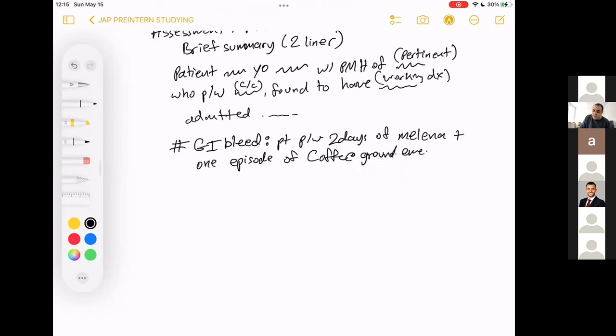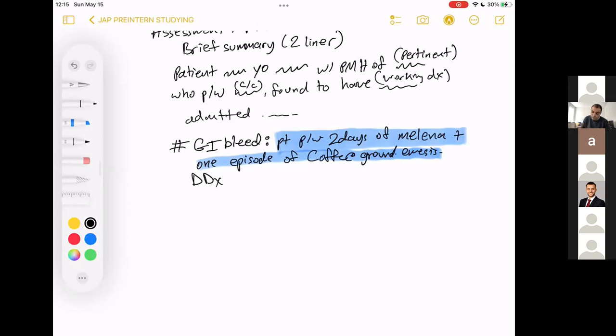Okay, so I established why do I think this is a GI bleed. So I'm just gonna, you know, let's highlight this in like blue. Why do I think this is a GI bleed? Okay, because the patient presented with these things. All right, and then the following few sentences, I'm gonna mention my differential diagnosis.